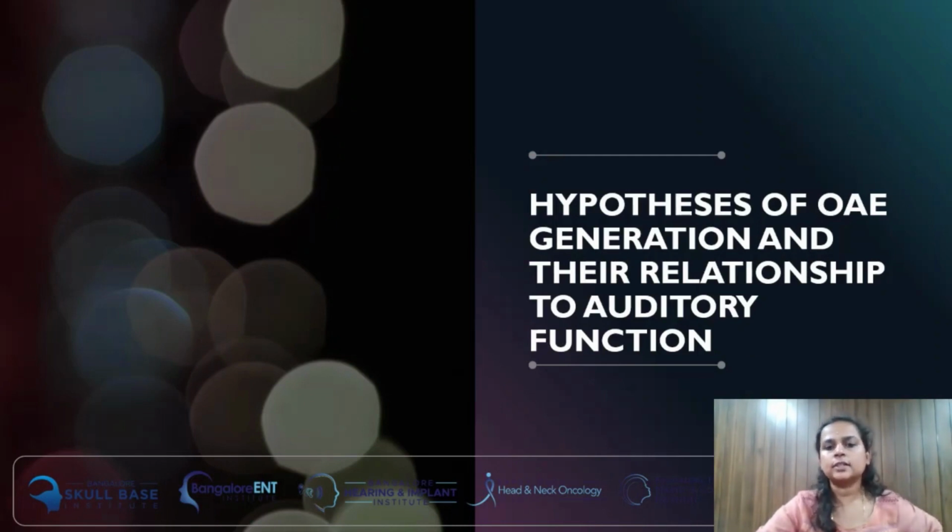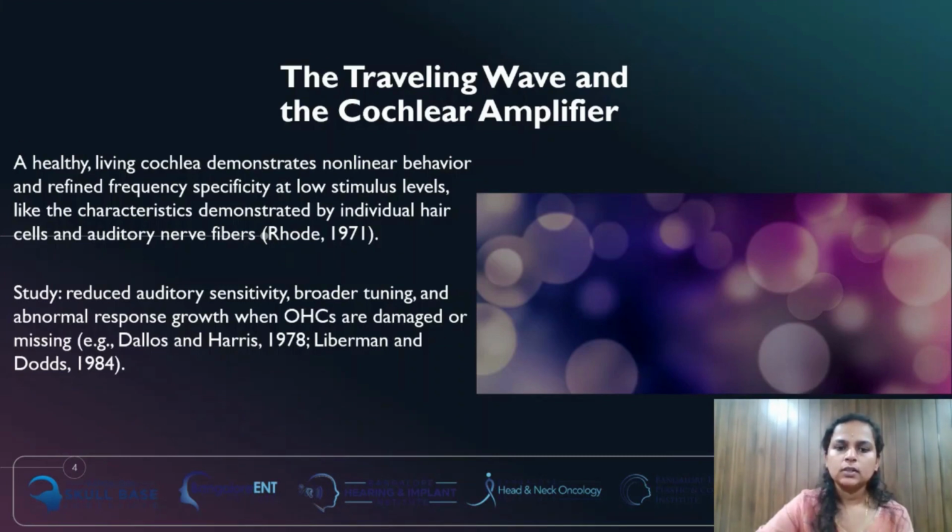Hypothesis of OAE generation and their relationship to auditory function: the traveling wave and the cochlear amplifier. In active biological mechanisms, the cochlear amplifier is believed to be responsible for the nonlinear characteristics of cochlear responses, as well as the exceptional sensitivity and frequency selectivity seen in a healthy cochlea compared to a damaged cochlea. The cochlear amplifier is hypothesized to contribute additional energy that enhances the vibration of the basilar membrane at the peak of the traveling wave, particularly at low stimulus level. The outer hair cells contribute more to this process.